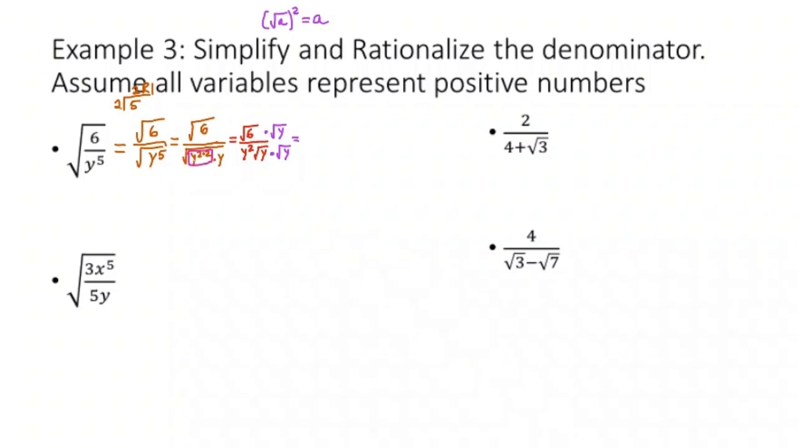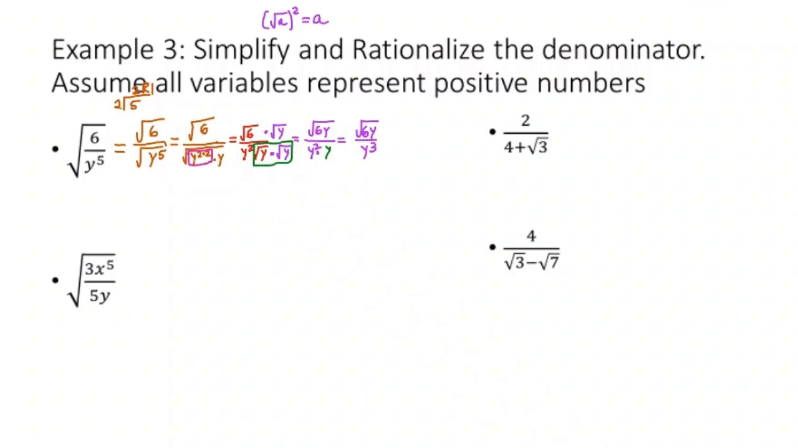In the numerator, square root of 6 times square root of y is the square root of 6y. In the denominator, the square root of y times the square root of y is y, and we still have that y squared in front that we have to multiply by. When we multiply the y's in our denominator, y squared times y is y cubed. So the square root of 6 over y to the fifth, after being simplified and our denominator is rationalized, equals square root of 6y over y cubed.